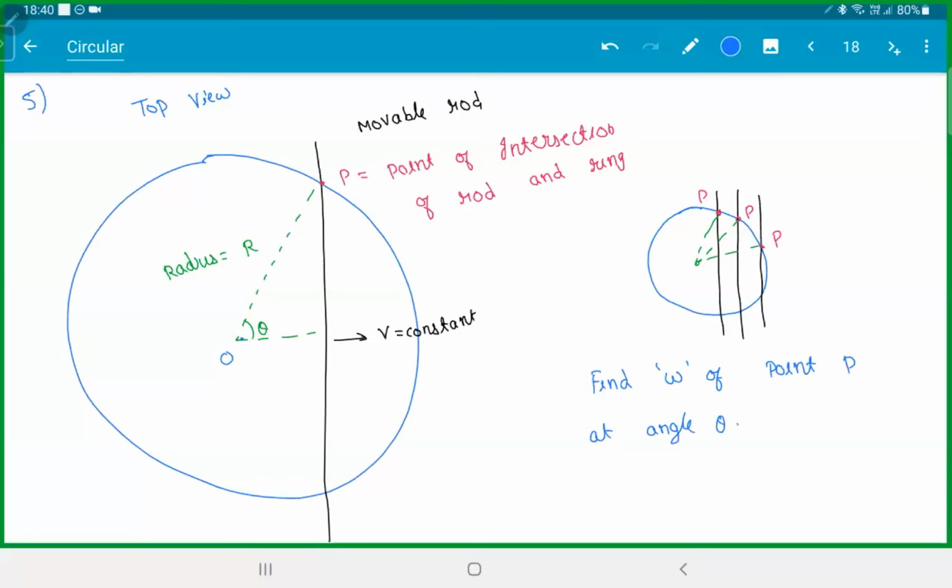So it gives you a feeling as if point P is moving on a circle. P is not a fixed point on the rod. P is the point of intersection of the rod and the ring. As the rod is sliding, the point P also moves: next moment, P will come here, next moment, P will come here. So it gives you a feeling that point P is actually rotating on a circle. Find the angular velocity of point P.